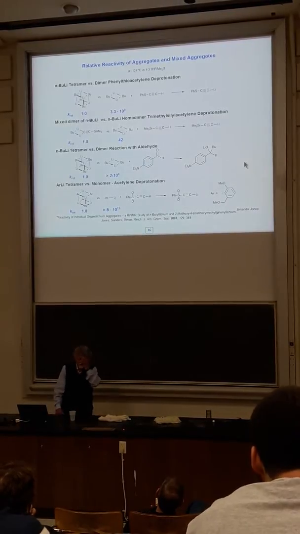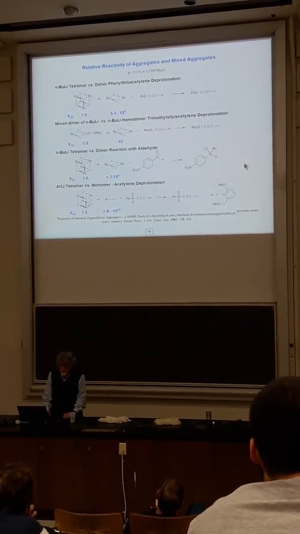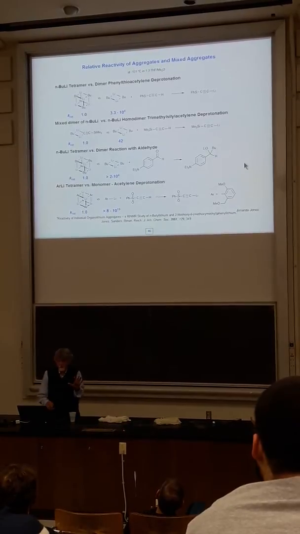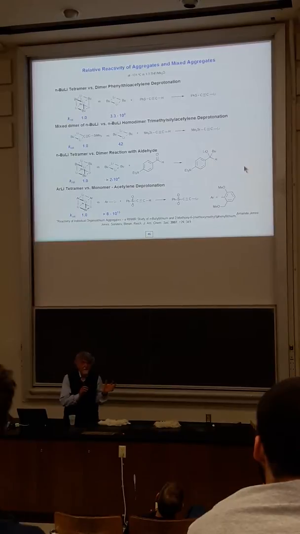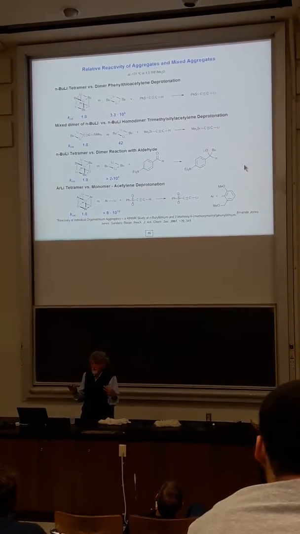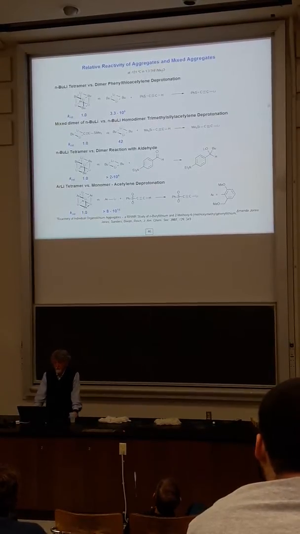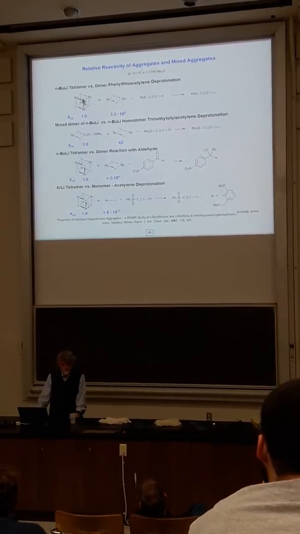So here's some numbers that we gathered from this kind of experiment. This was a few years ago, but these were the first numbers of any kind that were reliable about reactivity of any of these species. It simply wasn't known before. So dimer and tetramer.